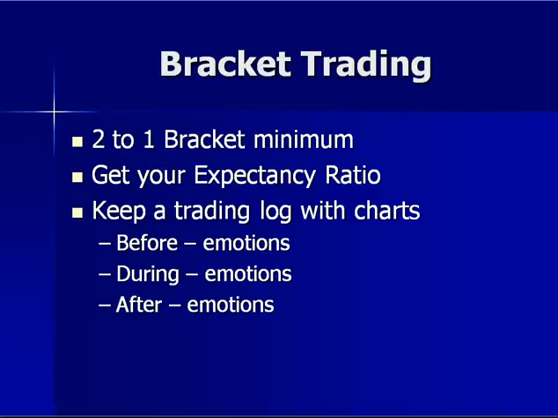There are a lot of trading programs out there that are 1 to 2, which means you have to win 70% of the time just to break even. There are also programs out there that are 1-to-1, and it depends on how good a trader you are how the size of the bracket needs to be set. So you get your expectancy ratio. Okay, that's your batting average.